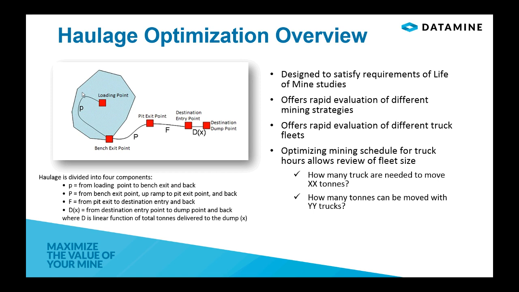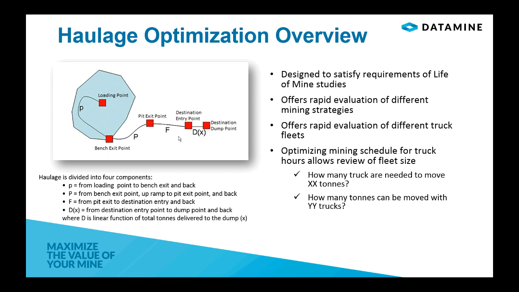The next segment is the ramp. The users define the ramp gradient, up ramp and down ramp speed, and knowing the pit exit elevation, the application can compute how long it takes for the material to travel on the truck up and down the ramp from the particular bench to the exit point. The next segment is the surface haul, where users define directly the time that it takes for the truck to deliver the material to each destination and how long it takes to come back empty to the pit.